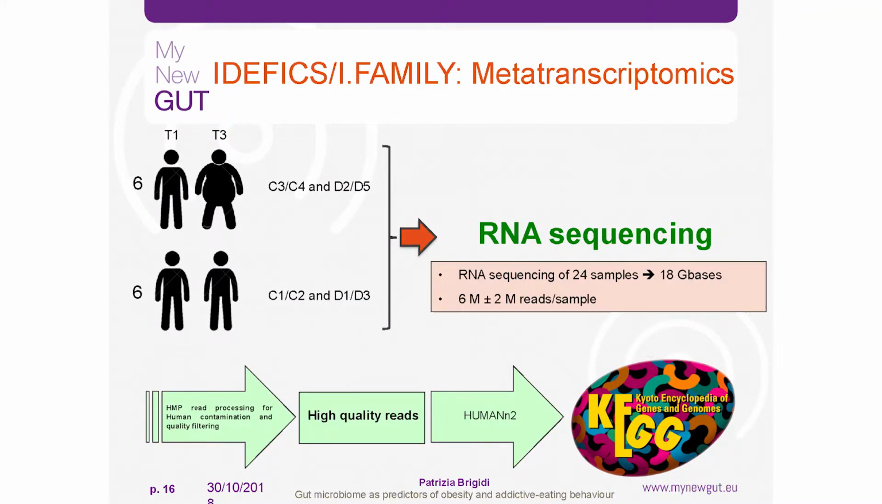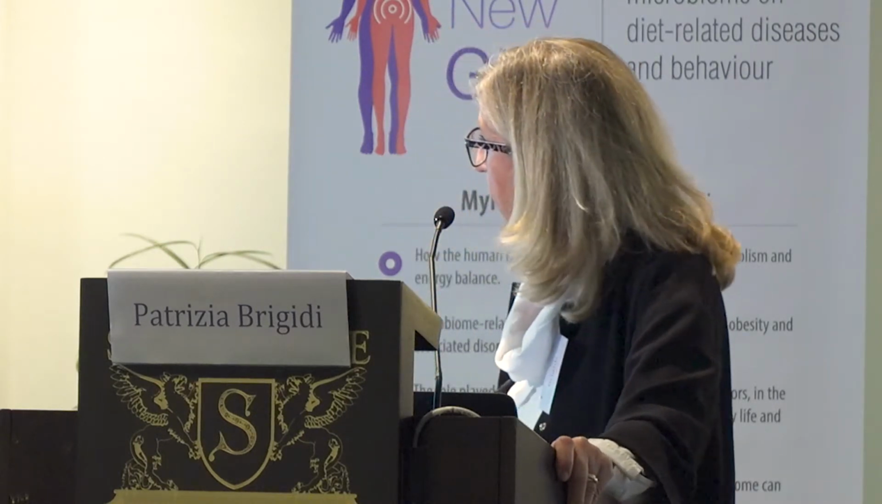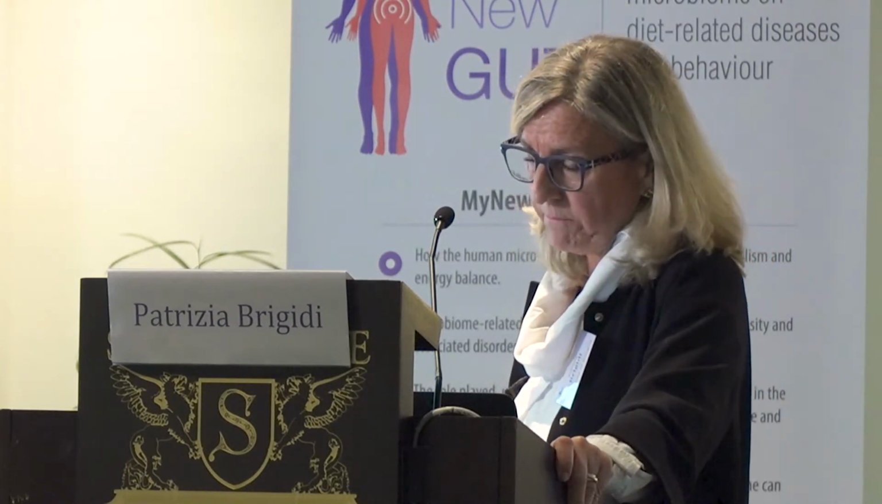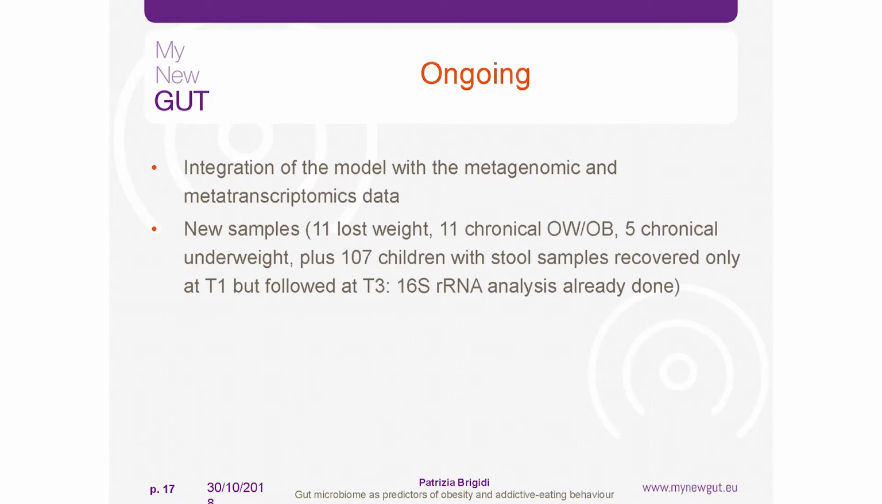We also performed a metatranscriptomic analysis on the same subjects, and once again we confirmed the data obtained by metagenomic analysis, with an increase in the transcriptional level of genes involved in the production of short-chain fatty acid, and an increase in obese children of histidine metabolism. And once again, these signatures were present also at time one. So what we are doing now is trying to integrate in our model all these metatranscriptomic and metagenomic data, and we are also waiting for the metabolomic data coming from Professor Klaus.